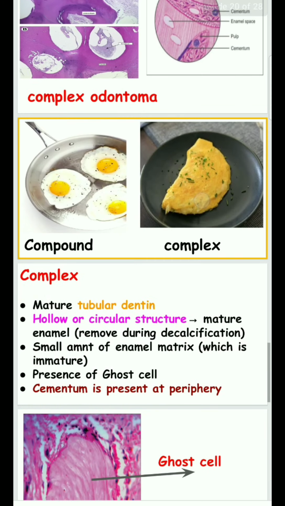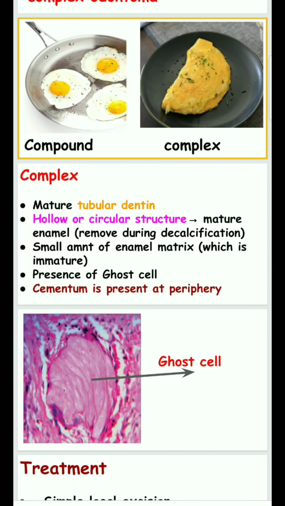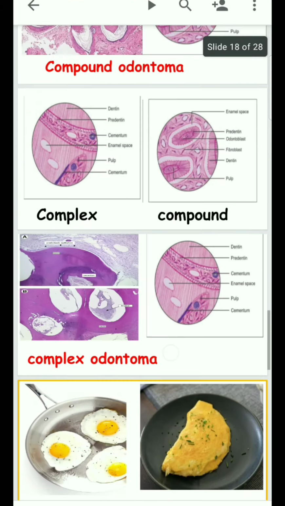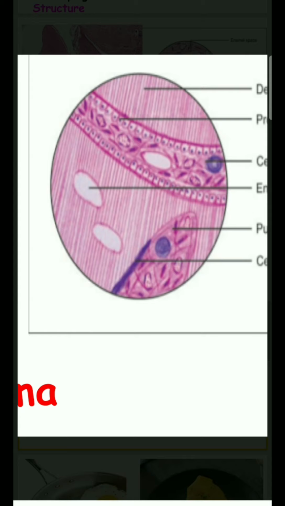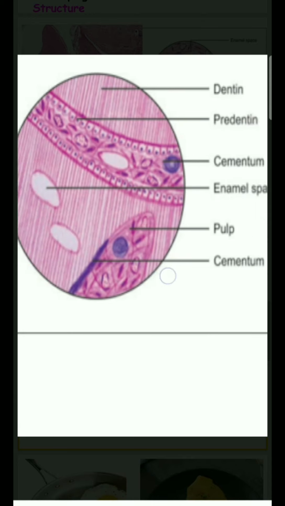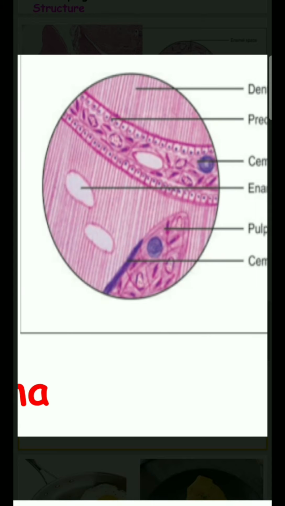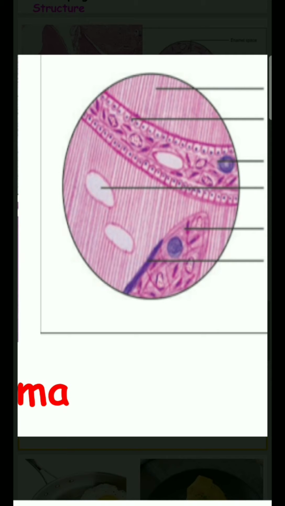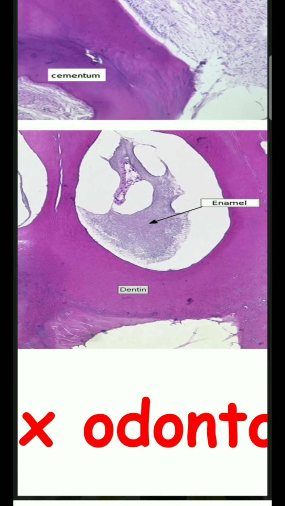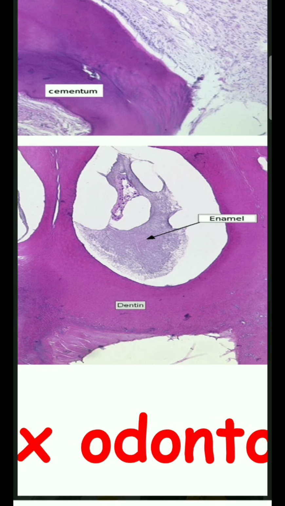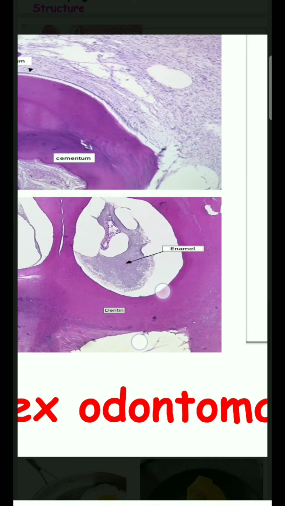In compound odontoma, mature tubular dentin is also present, and a hollow or circular structure is present. Here is the mature tubular dentin and a hollow structure. The hollow structure is due to the enamel matrix that gets decalcified. Sometimes the enamel is retained. This is mature enamel, and this is immature enamel.